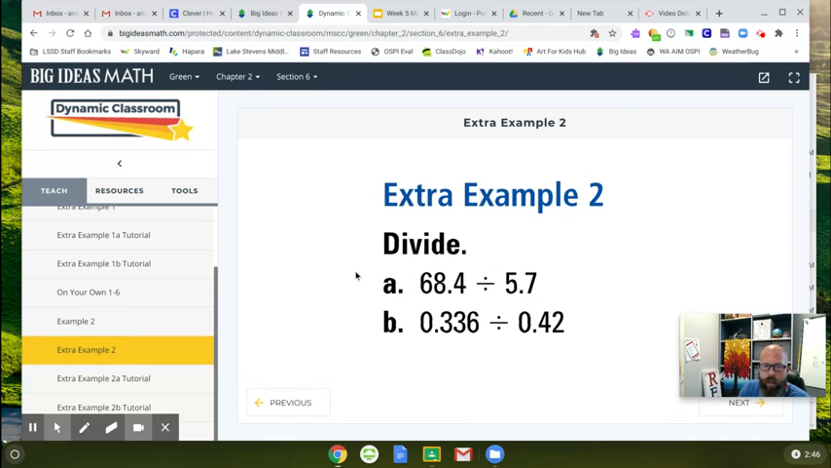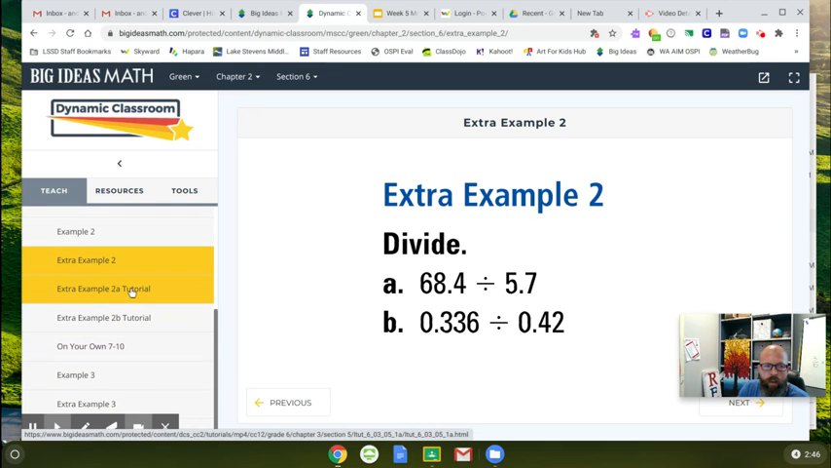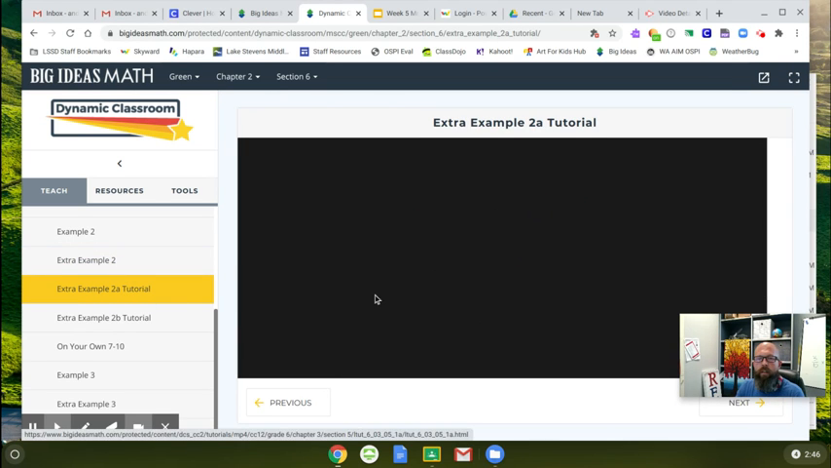All right, write these down, and we're going to watch a tutorial video on how to do each one. So you have 68.4 divided by 5.7. You can move both of those decimals one place. And these ones you can move 1, 2, 1, 2. So give those a shot, and then here's how to do them.